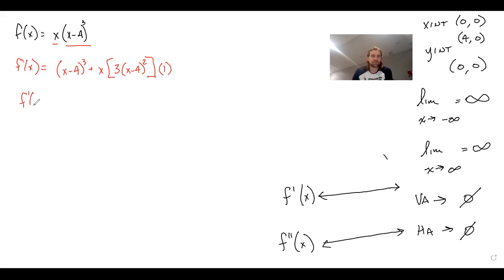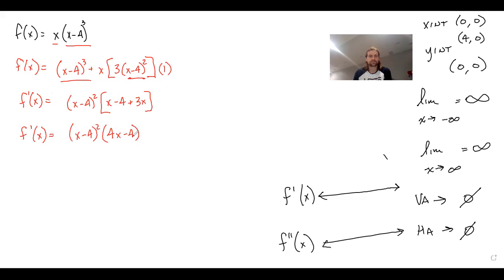This is why it's always important that we factor out the common term. The common term is (x minus 4) squared. It's the lowest power between the two. And we get left here with just an (x minus 4) to the 1st power. And over here, if we get rid of the (x minus 4) squared, we're left with x times 3 times 1. So that's a 3x. So the first derivative here is (x minus 4) squared times (4x minus 4). Okay, so here's our equation.